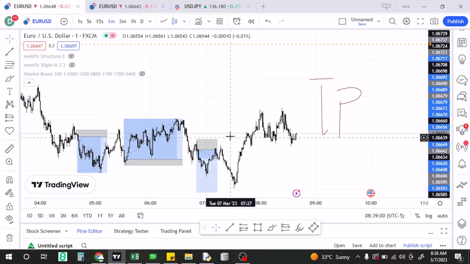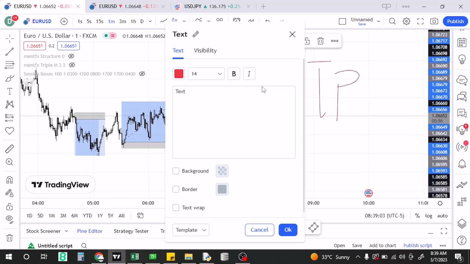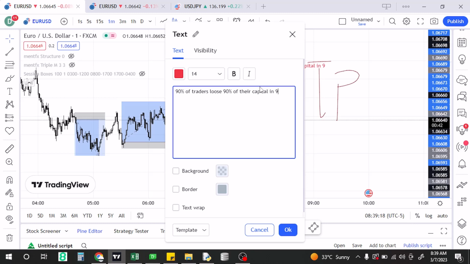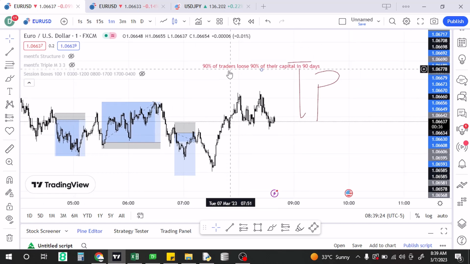Now there's a saying in the market that 90% of traders lose 90% of their capital in 90 days. So this 90-90 rule is trying to show us that 90% of traders are losers.